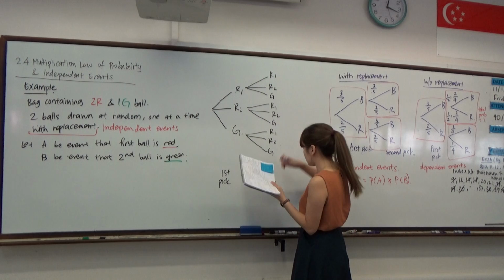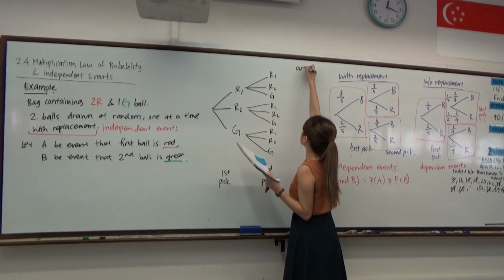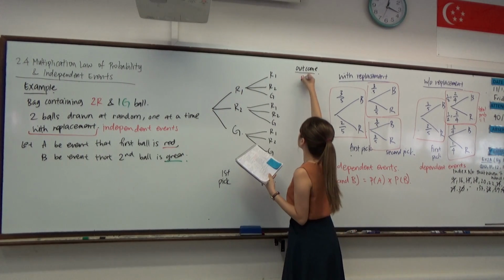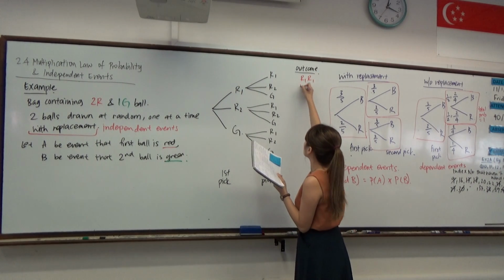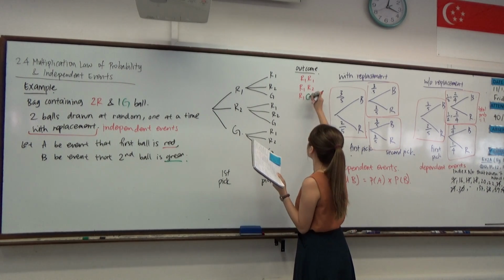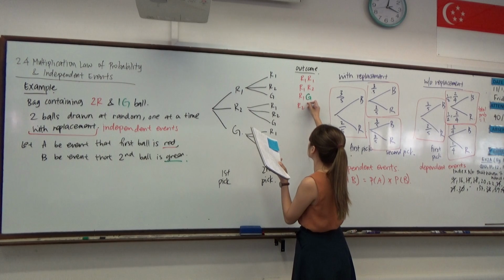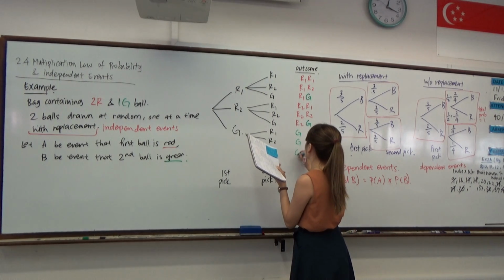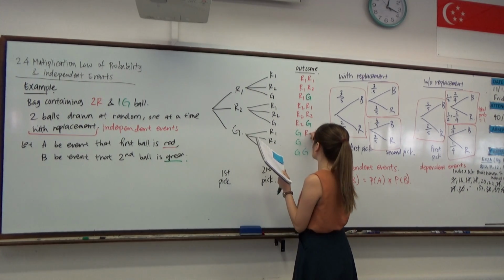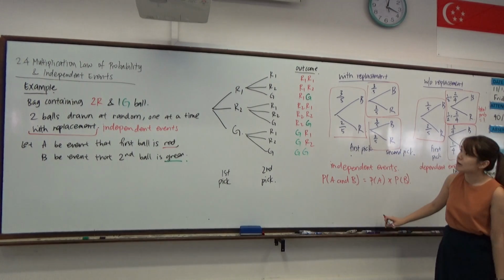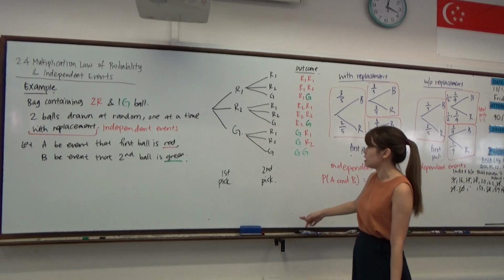So my outcome over here will be red, red, red, red also. So these are all my possible outcomes. Right, and I find that the total number of possible outcomes will be 9 of them.